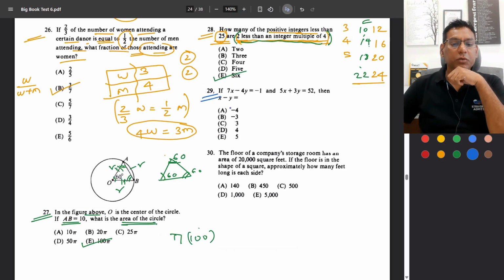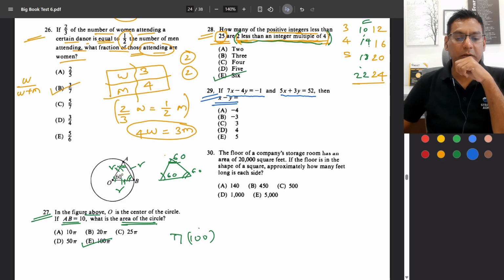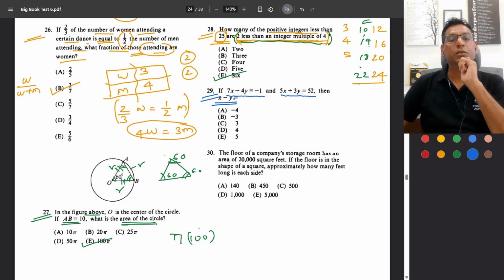Okay, let's look at question 29. If 7x minus 4y is equal to minus 1 and 5x plus 3y is equal to 52, then x minus y is equal to what? Okay, is there a way I can get x minus y directly? It's not easy to see. The best way is going to be to solve this. So what can I solve?